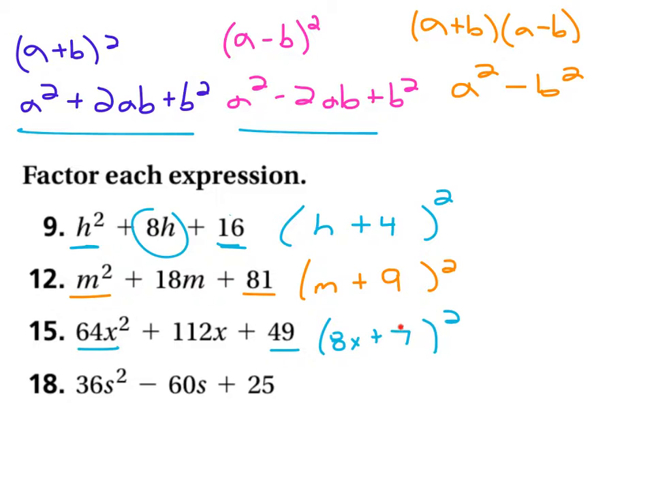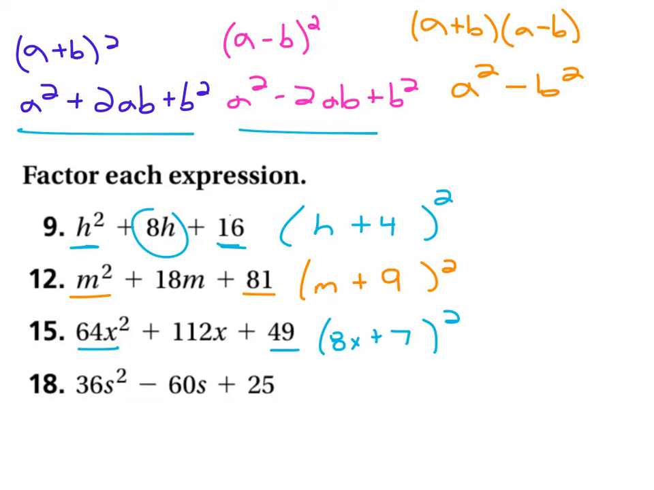So we're going to take the two terms, 8x and 7, and we'll multiply them together. 8x times 7 is 56x. And if we double 56x, we get 112x. That is that middle term. So we're good. We did it right.